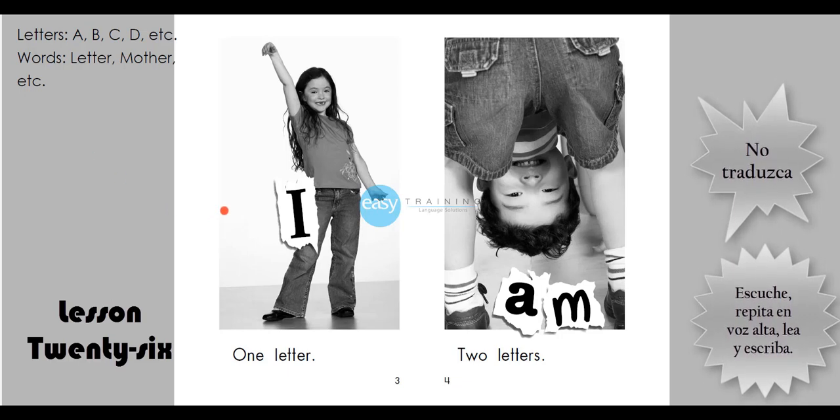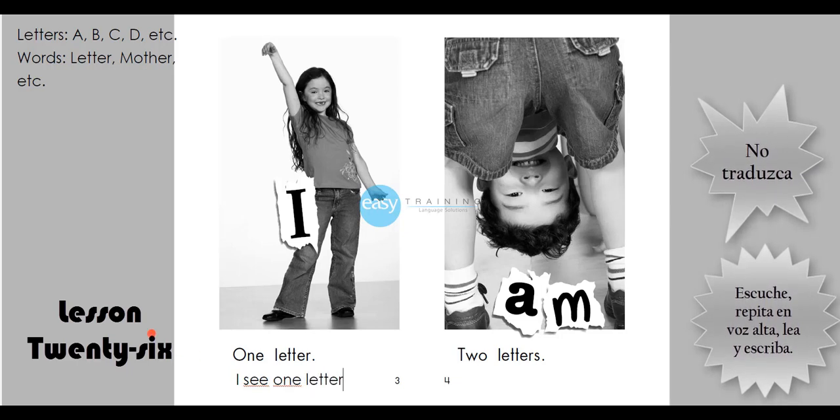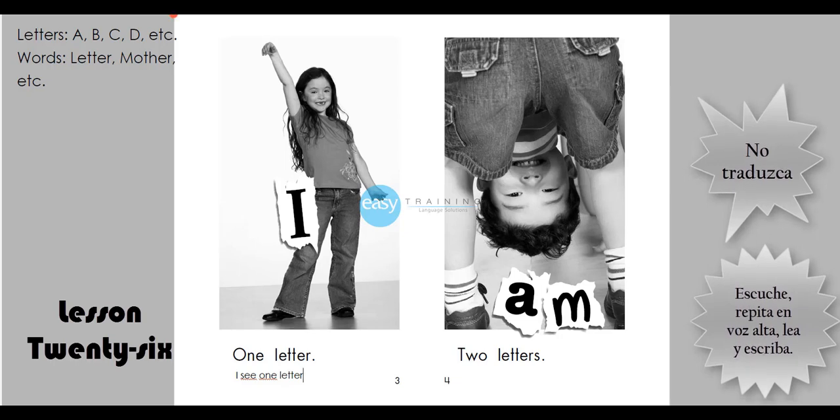So here is a letter. This is a letter. Letter I. I es el nombre de esta letter. Pero también coincide con una word. Esto también es un word. Es una word. So I can say that I see one letter and one word.